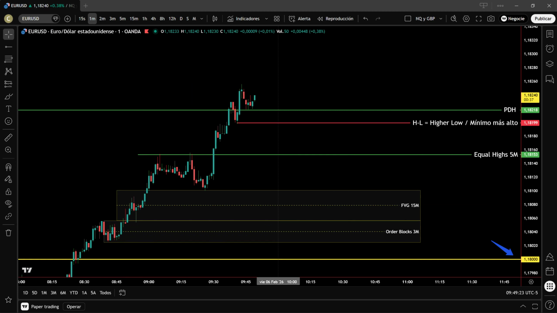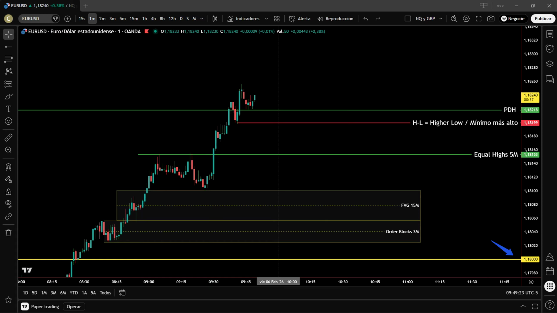We continue to meticulously analyze price behavior on the 1-minute timeframe following the New York Open. Notice how, after capturing the liquidity above the PDH, the Eurusd pair has left us an HL label, meaning a higher low, at 1.18199. Structurally, this indicates that, for the moment, buyers are defending the upper zones. However, we must not lose sight of the macro context mentioned earlier. Although price seems to want to consolidate above the previous high, the proximity of the 10 a.m. window and the existence of inefficiencies such as the 15-minute FVG and the 3-minute order blocks far below suggest that this HL could be tested soon.